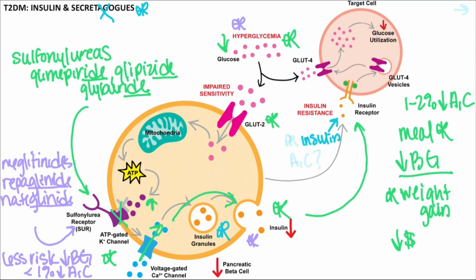I won't go over all the different types again, but if you need a refresher, revisit the type 1 diabetes video. Things to keep in mind: there really isn't a cap on A1C lowering potential, but we have those risks again of weight gain and hypoglycemia like we discussed with the secretagogues. So moving on to the next slide.